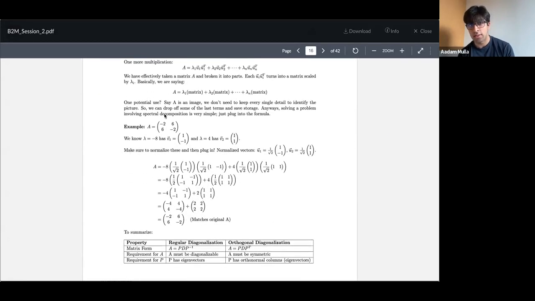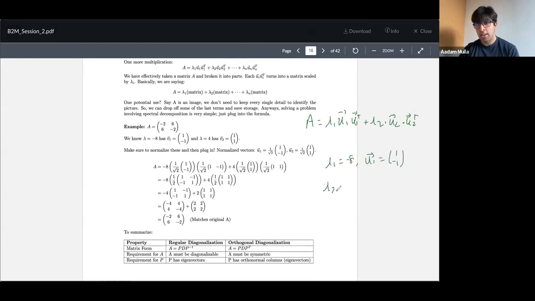So here's an example. Remember the formula, all you really need to know is that A equals lambda 1 times eigenvector 1 times eigenvector 1 transpose plus lambda 2 times eigenvector 2 times eigenvector 2 transpose. These guys are vectors. So here, let's put that in. Here's our A. We know we have eigenvalue 1 equals -8, eigenvector 1 equals 1, -1, and then eigenvalue 2 equals 4, and eigenvector 2 equals 1, 1.